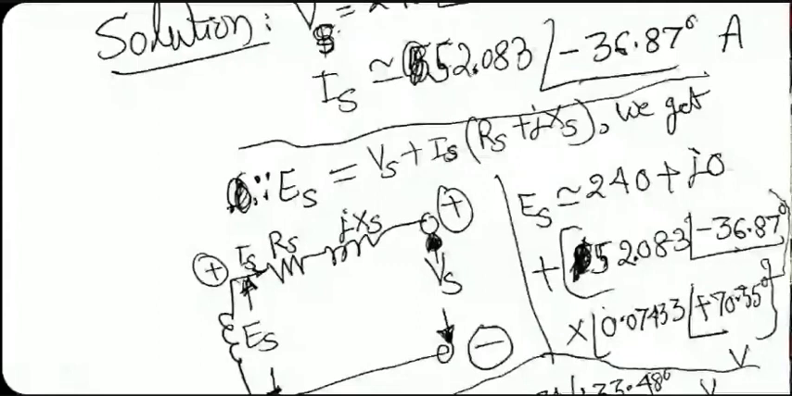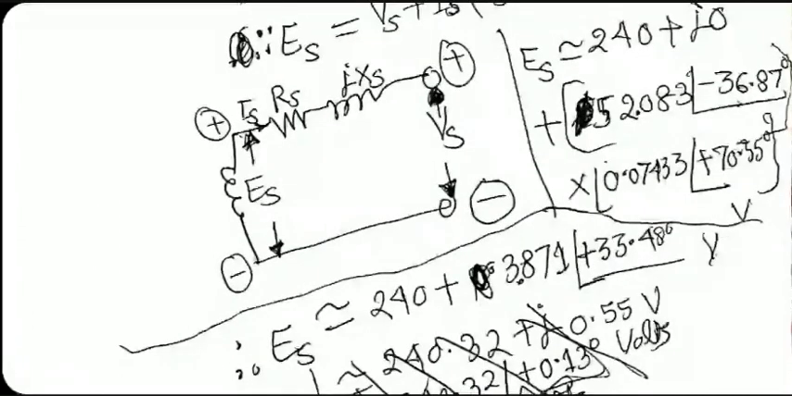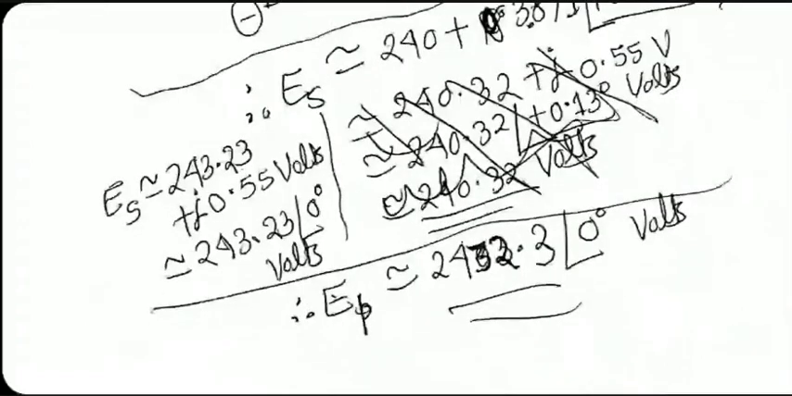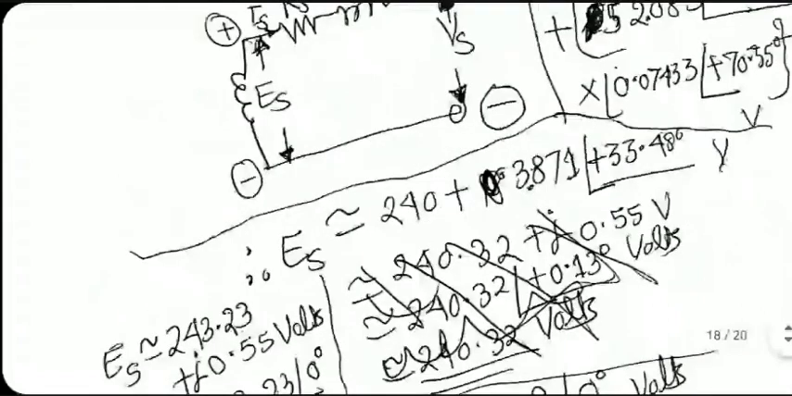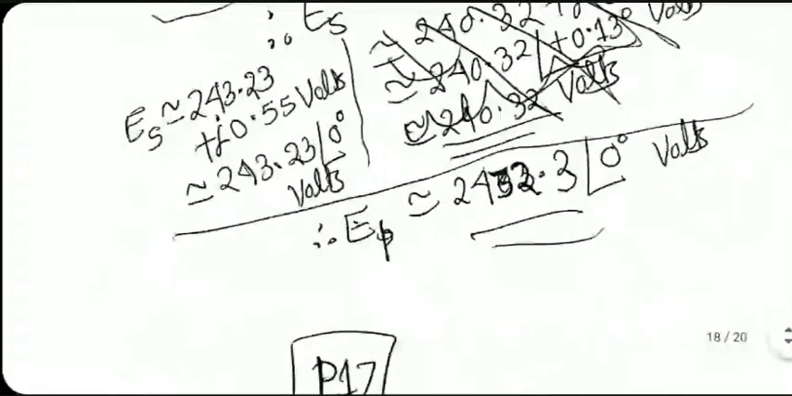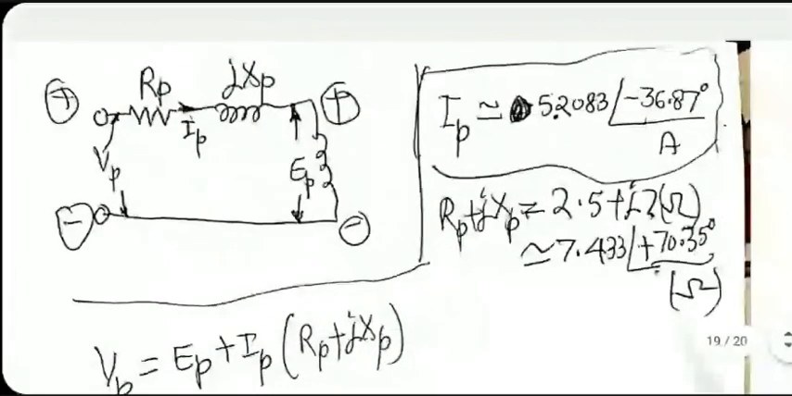VP will not be exactly 2400 volt. It will be slightly different. That is the main problem. Anyway, the ES value, you can double check my calculations, turns out to be 243.23 volts, and the angle is almost zero because losses are not too high in the secondary. You multiply that by 10 to get the primary EMF, 2432.3 volts, 0 degree phase shift. And similarly, IP will be IS divided by 10. So you get 5.2083 and the same angle.